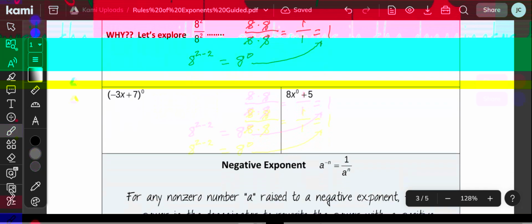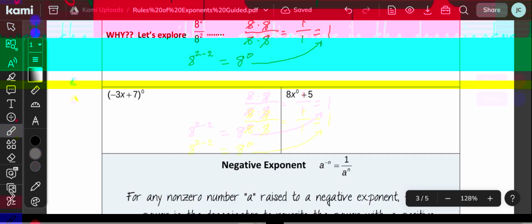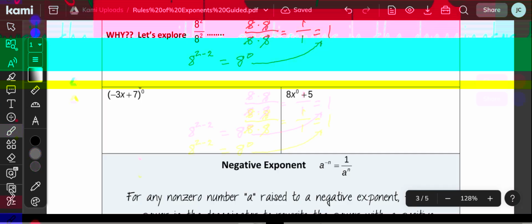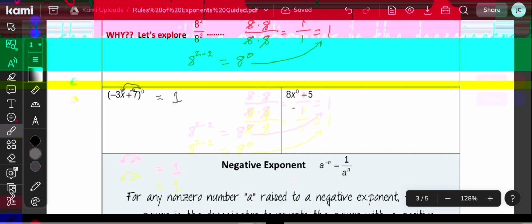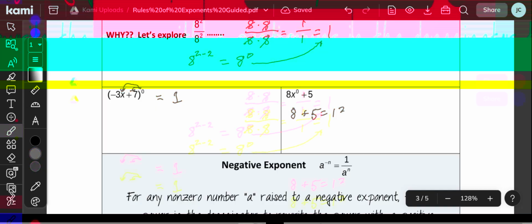All right, this next one, we have negative 3x plus 7 all raised to the 0 power. Because it's all raised to the 0 power, that 0 gets applied to all the terms in here, and therefore this is equal to 1. And I have 8x to the 0 plus 5. Well, x to the 0 is 1, so this is 8 times 1, so it's 8 plus 5, right? 13.